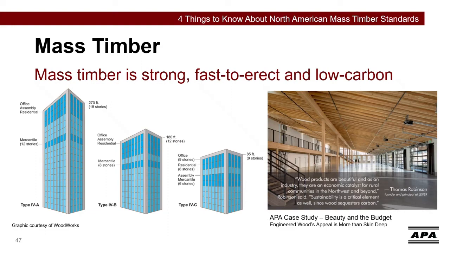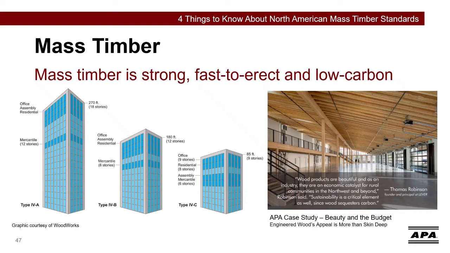The 2021 International Building Code expanded the types of construction from 9 to 12 by adding 3 new construction types within the Type 4 heavy timber classification. The new types 4A, 4B, and 4C allow mass timber structures up to 18 stories and 270 feet.